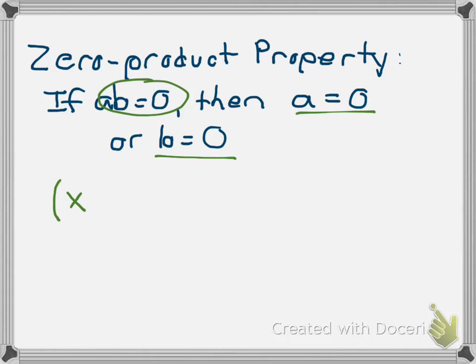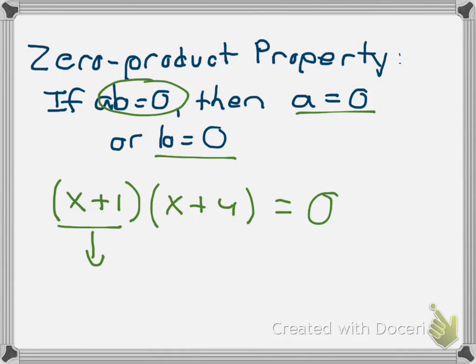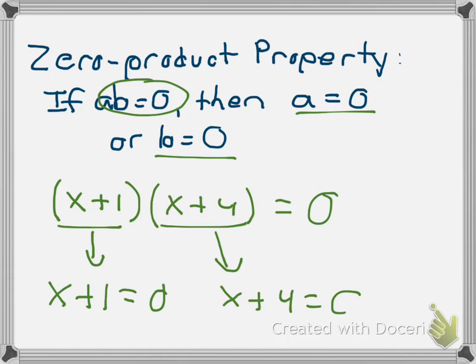If you factor a quadratic and you have something like x plus 1 times x plus 4 equals 0, the way you solve it is by setting these factors equal to 0, because we know that one of them, at least, has to equal 0. And that gives us a process for solving these guys. So you've used the zero product property before.